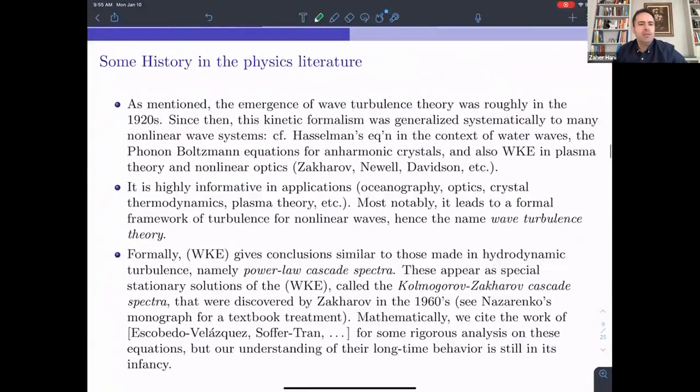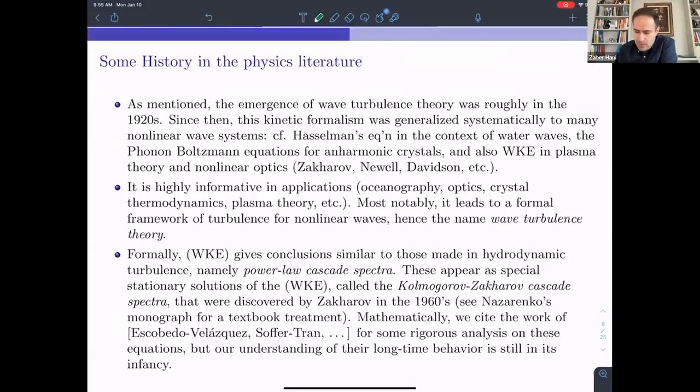Okay. So let's talk about some history of this theory in the physics literature. As we mentioned before, this first emerged in the 1920s. And then soon after, it was generalized systematically to many nonlinear wave systems. And it's used in a very informative way for many nonlinear wave systems.